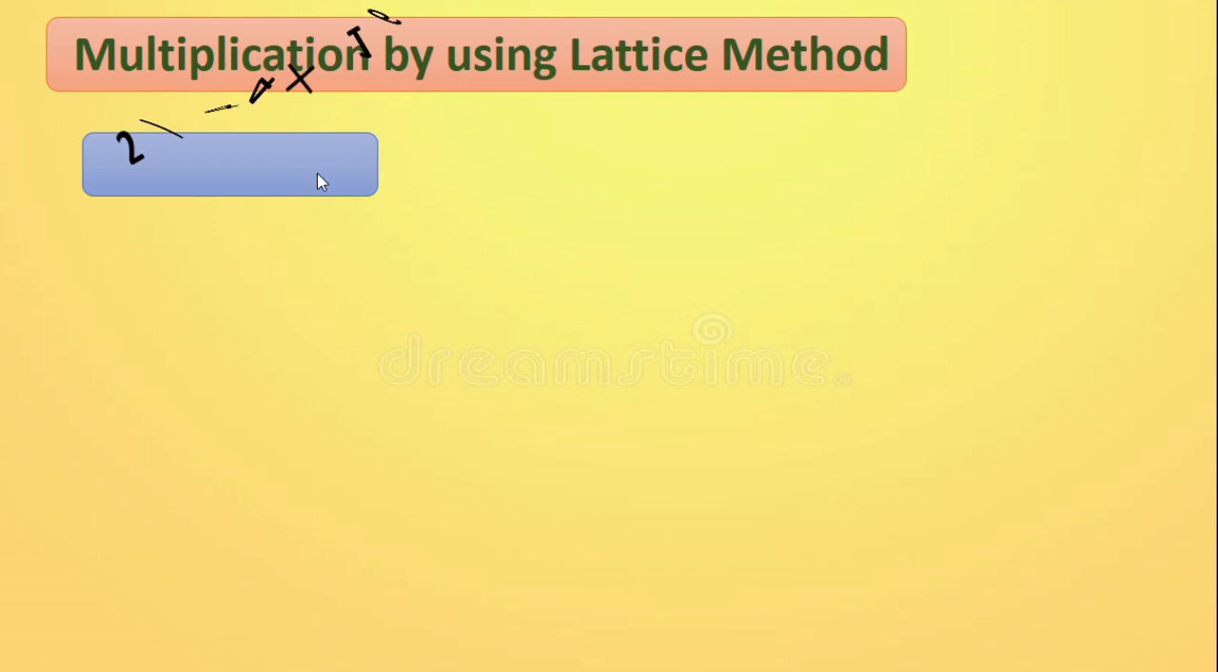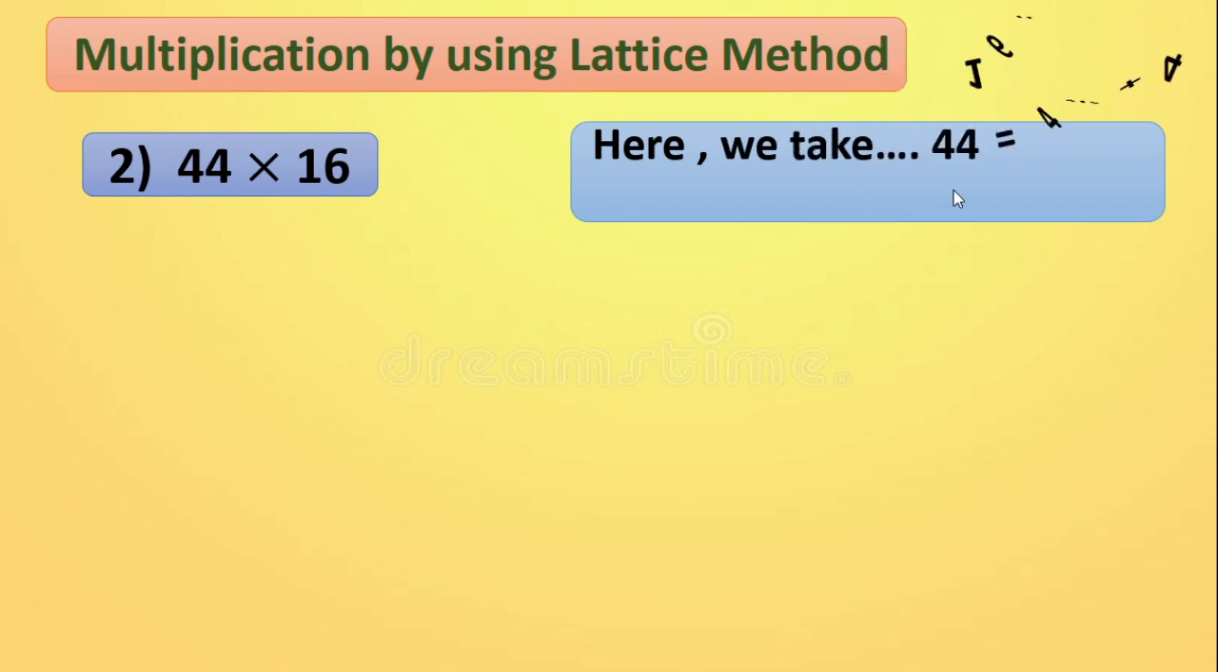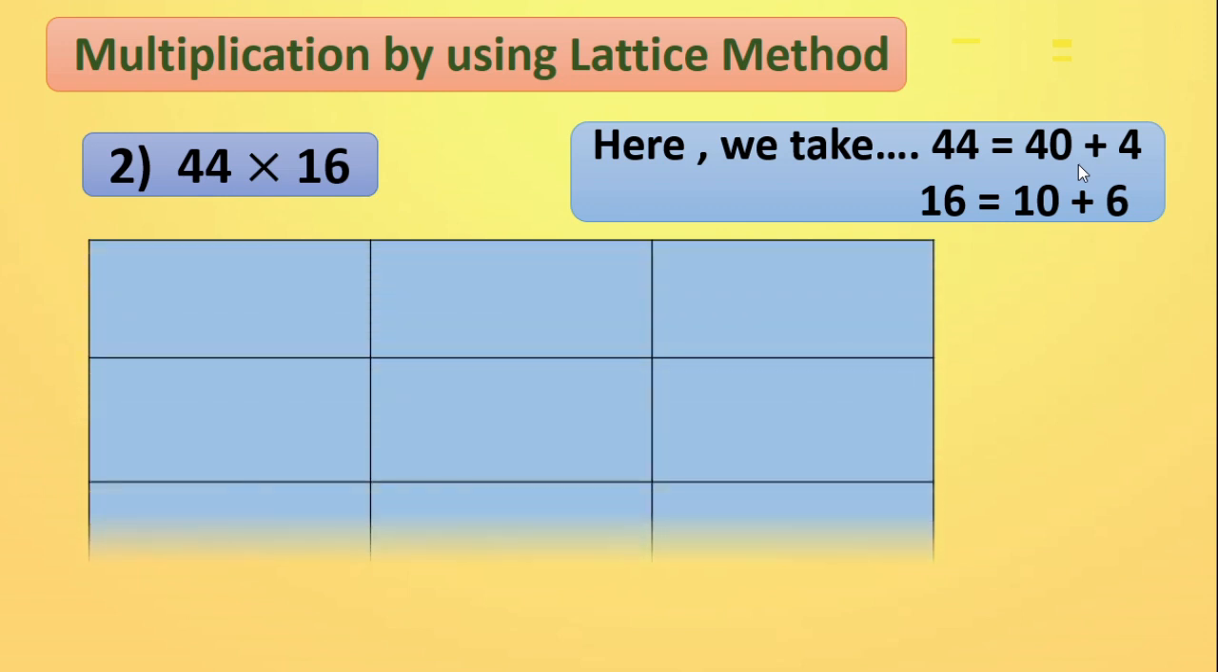2-digit by 2-digit. Okay, that is 44 multiplied by 16. Here we will take 44 as 40 plus 4 and 16 as 10 plus 6, because 6 is in the unit place and 1 in tens place. Here also 4 in the unit place and this 4 in tens place. So it became 40 and this became 4. Correct? Now we will make a table.